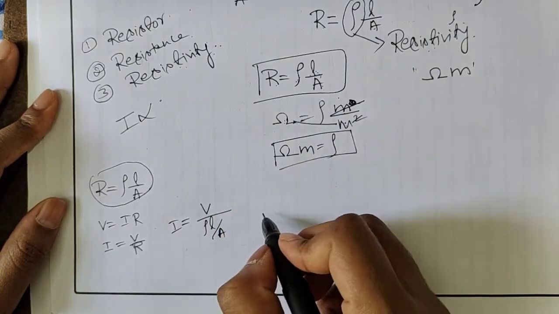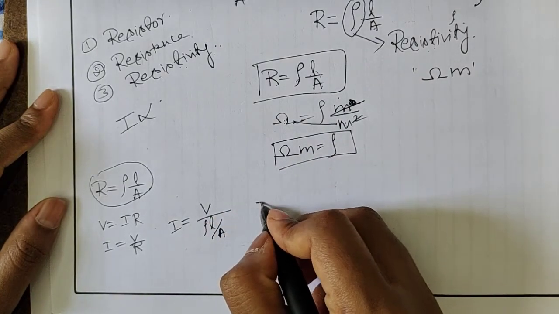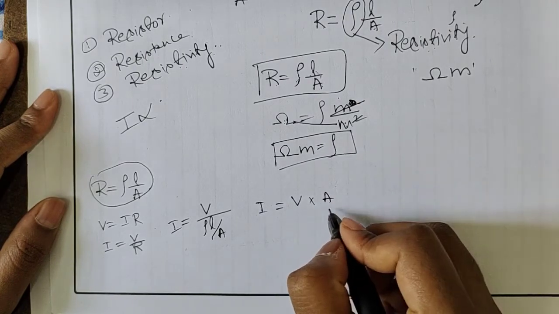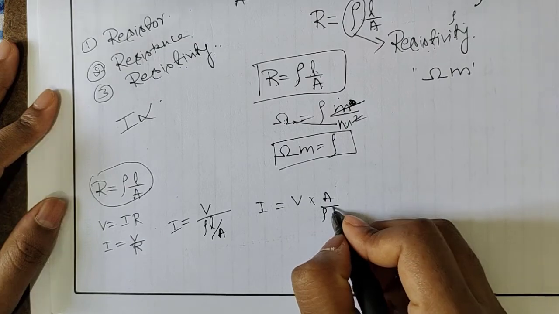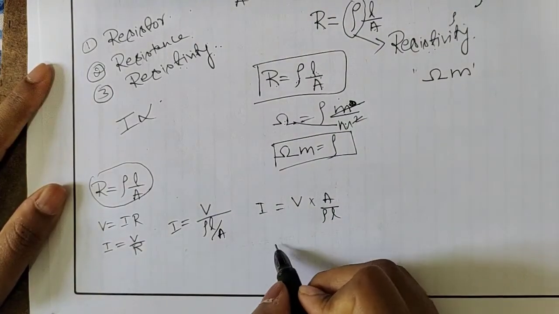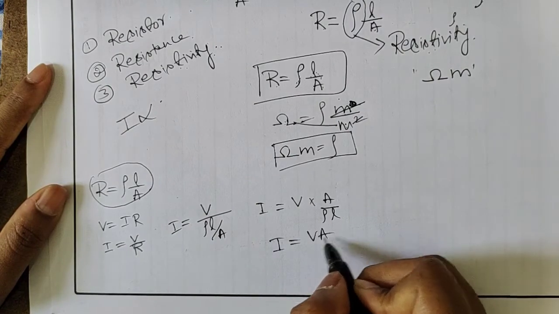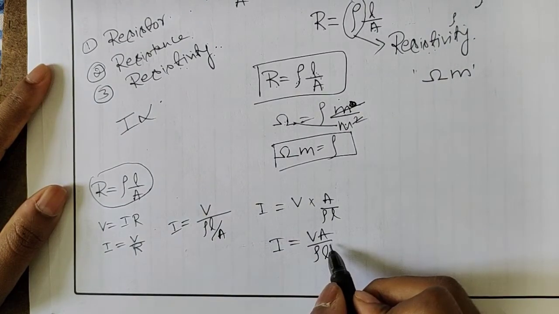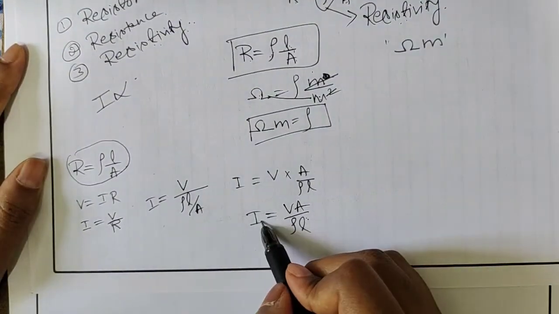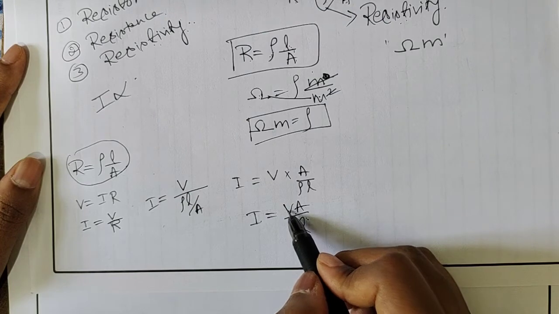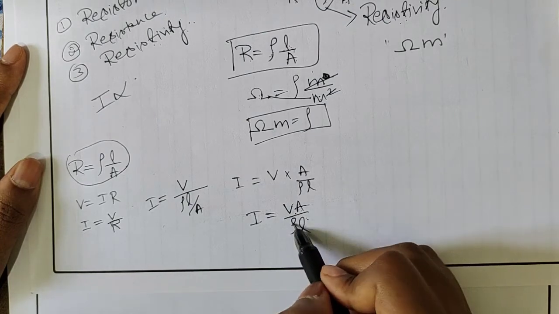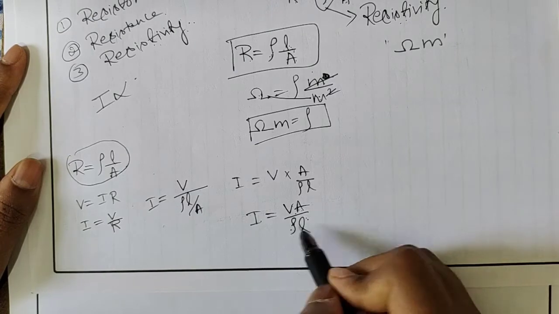If I modify this one, what I will get? I will get I is equal to V into A divided by rho into L. Correct? Now I can just write this as V by A. Just we need to use this technique, that is nothing but I is directly proportional to what? This potential difference, and this is nothing but area of cross section, and inversely proportional to this rho, that is nothing but resistivity and length.